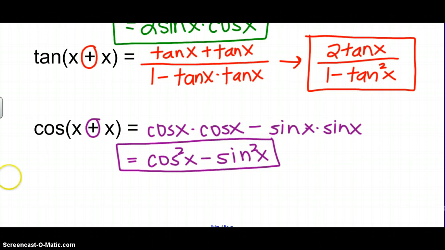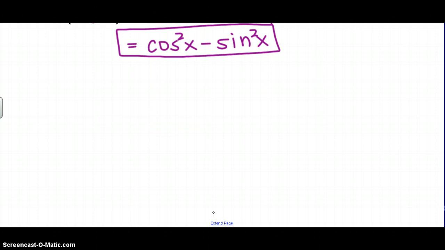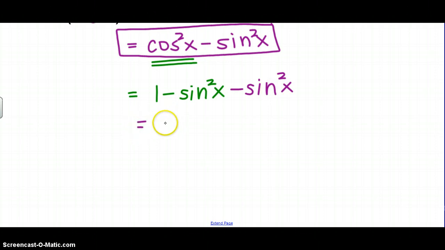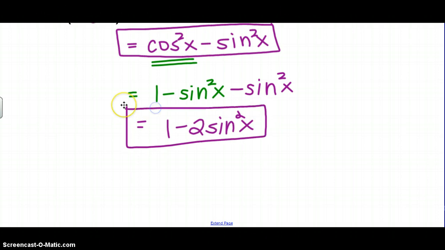But we know from Pythagoras and his identities, I could replace cosine squared with 1 minus sine squared of x, and I still have this minus sine squared of x. So when all is said and done, that's 1 minus 2 sine squared of x. You've seen this before in verifying and simplifying identities.